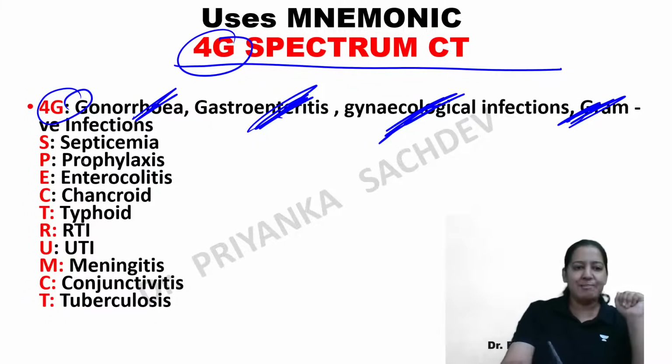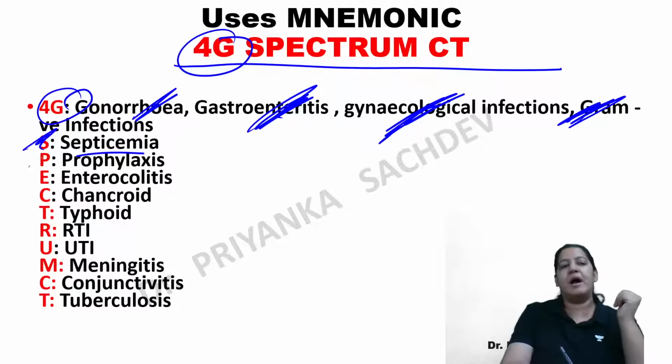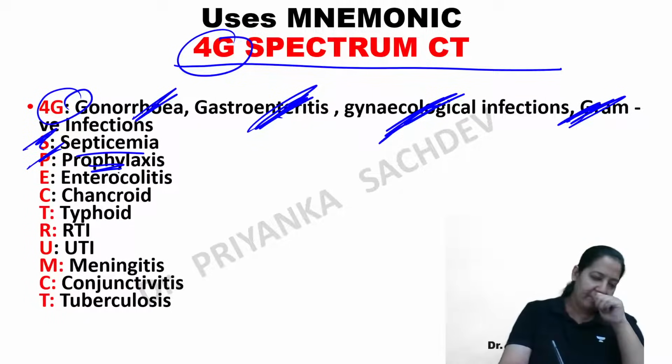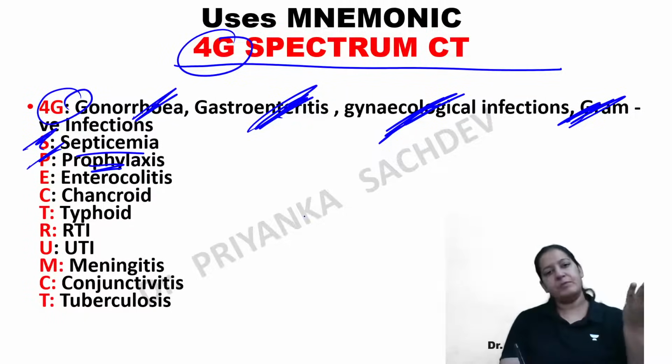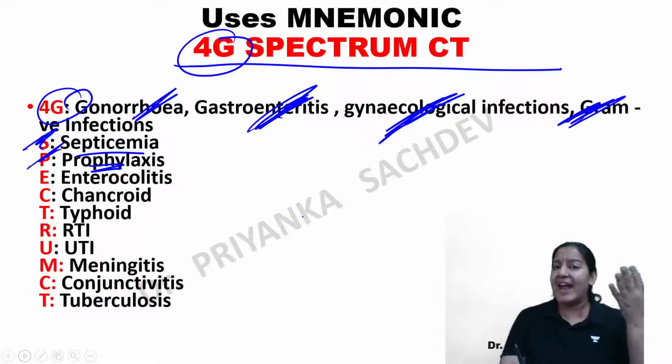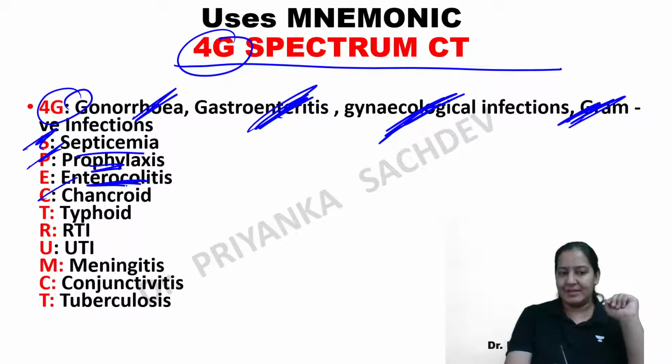The 4G. Right? Spectrum ka S is septicemia. They are drug of choice. They are given in septicemia. P is prophylaxis. But what do you mean by prophylaxis? Before surgery or before any surgery, we give prophylactic antibiotics. You may be knowing that. So they can be given as prophylactic antibiotics before surgery, right? E for enterocolitis, that is diarrhea. C for chancroid, it is a type of STD, sexually transmitted disease.